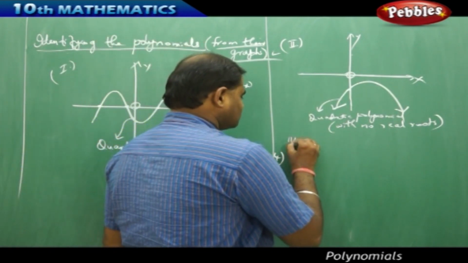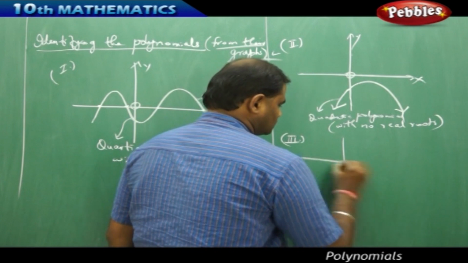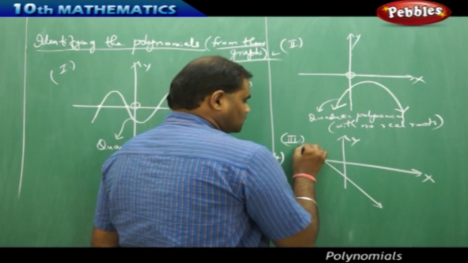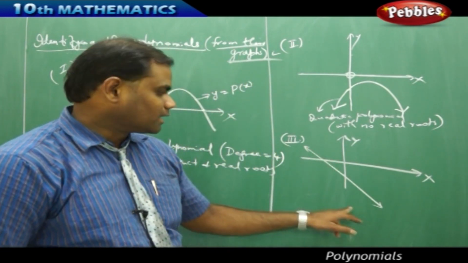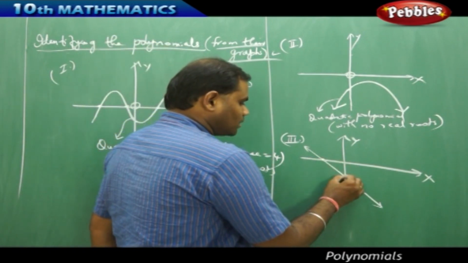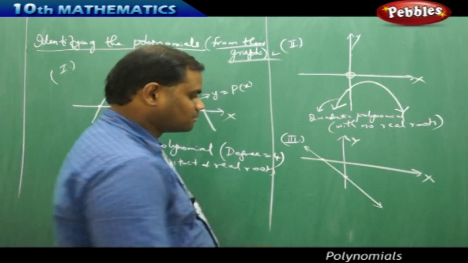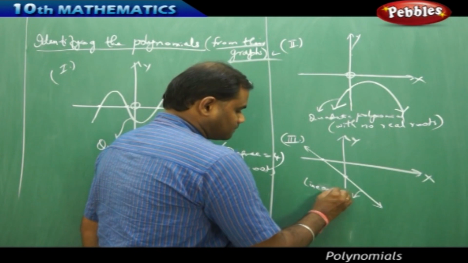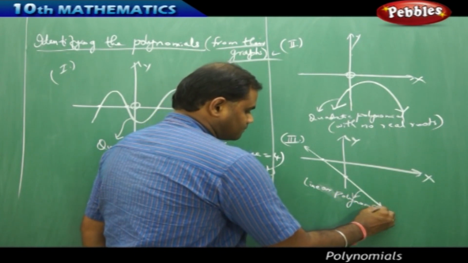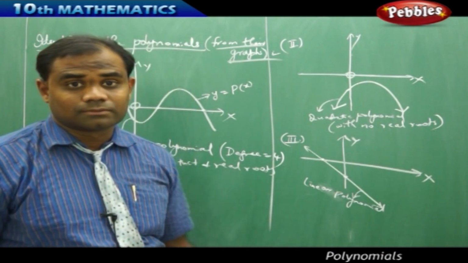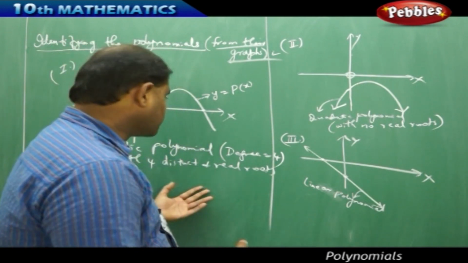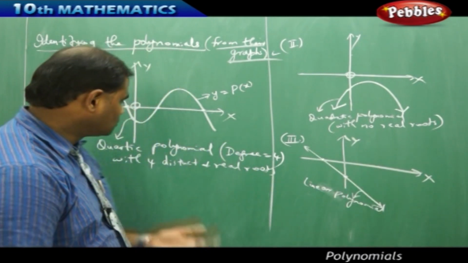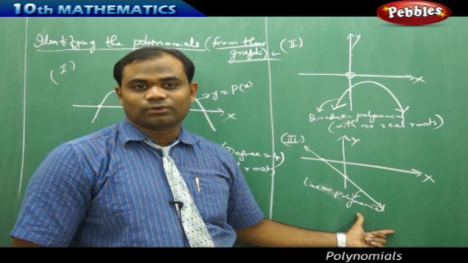Similarly, I have this, which is a straight line with one x-intercept and one y-intercept, and because it has only one x-intercept, this is said to be a linear polynomial or a straight line with one real root. So that is how we understand the different shapes through their degree and then define the name of the polynomial: quartic, quadratic, and linear polynomials respectively.